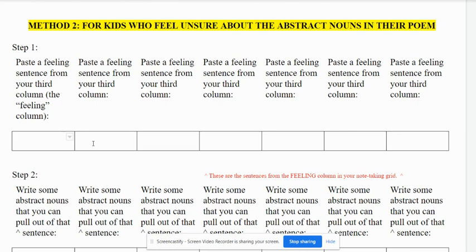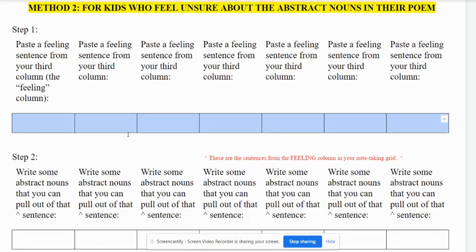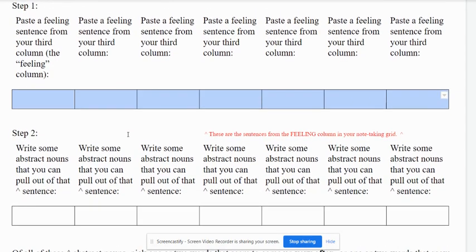Get another feeling sentence, paste it here. Get another, paste it here. If you only have 3 or 4 or 5 feeling sentences about your poem, you won't use all these spaces. But maybe you have 7 feeling sentences from your own poem. If you do, you'll paste them here. Then, once you've pasted all your feeling sentences, for each one, you're going to pull out some abstract nouns.